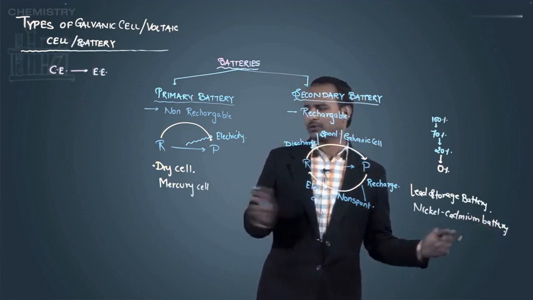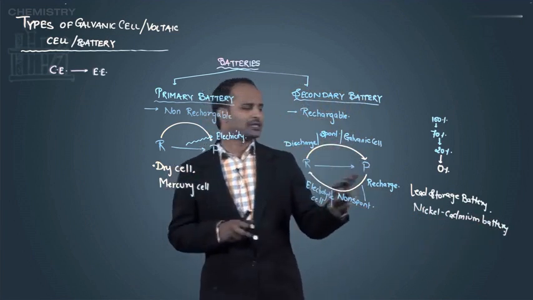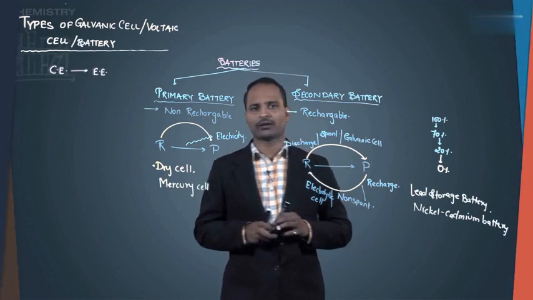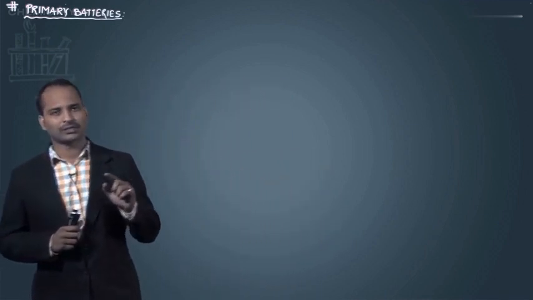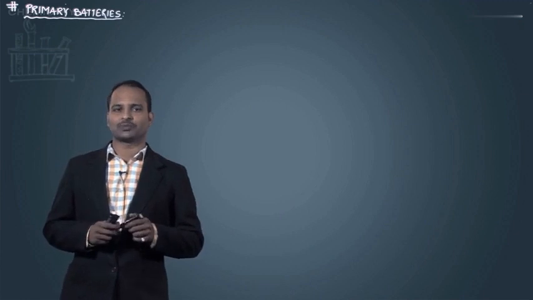So we are going to learn about these two types, with two examples for the secondary battery. Let's start with the first type of cells, the primary cells or primary batteries. As I said, primary batteries are non-rechargeable batteries, meaning once the reactant gets converted into product, the reaction cannot be reversed. That means recharging is not possible.